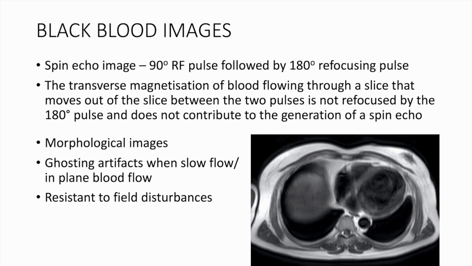Spin echo sequence with a 90-degree RF pulse and 180-degree refocusing pulse provides a black blood contrast. This is because the transverse magnetization of blood flowing through a slice that moves out of the slice between the two pulses is not refocused by the 180-degree pulse and does not contribute to generation of a signal. Black blood images are used as morphological images and are resistant to field disturbances. However, they can result in ghosting artifacts, especially when there is slow flow of blood or in-plane blood flow.